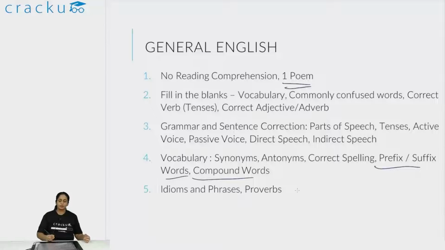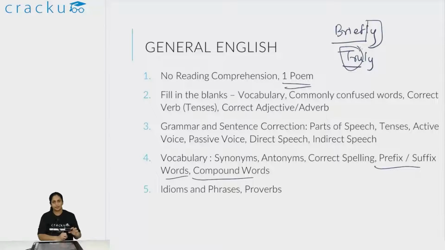Similar with compound words. So what is a prefix word? What is a suffix word? So basically you have to identify which word is a suffix word. So if I say briefly, okay, is this a suffix word or not? It is a suffix word, because if I remove ly, brief is a proper English word. So if it is a proper English word, it is a suffix word. But on the other hand, if you have truly, if I remove ly, true is not a complete word as such. So it's not a suffix word as such. So these are the simple things that you need to know to solve all of these questions, and I will be covering them. You need not worry.